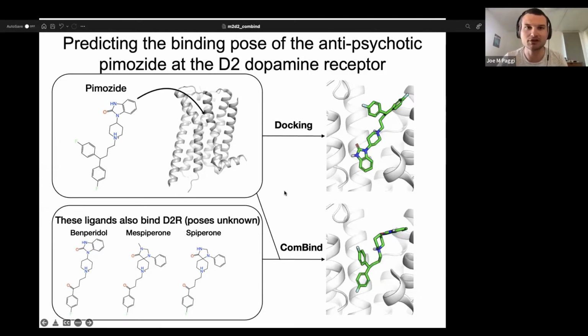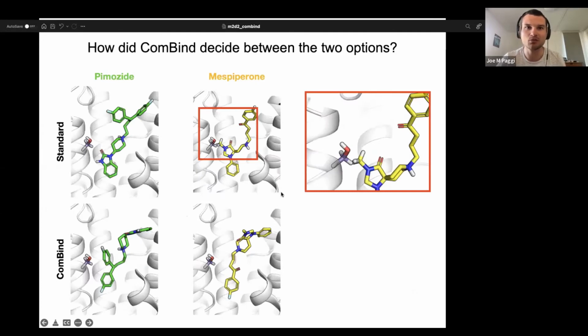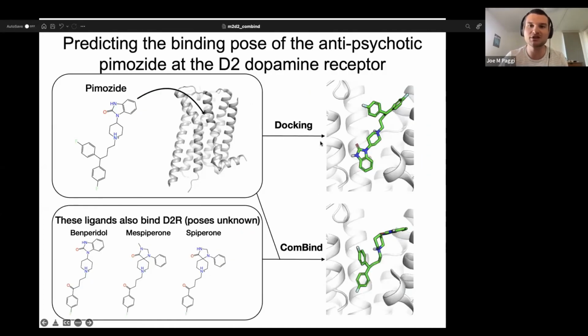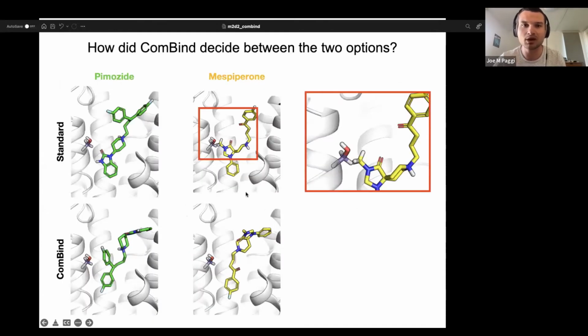I think there are two questions of interest. The first is, why did the combined method decide to flip the poses? The real question is that, by construction, the method is going to tend to put the ligands in similar poses. It won't always, but it will tend to predict either all four of them in this type of pose, or all four of them in this other type of pose. So the question is, why does it pick this combined one?